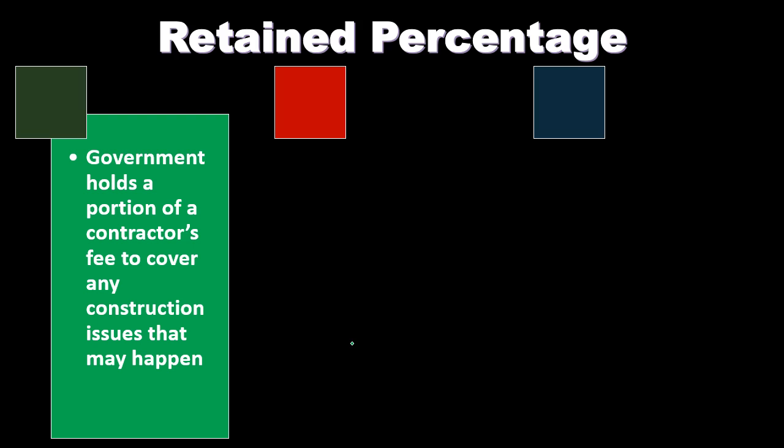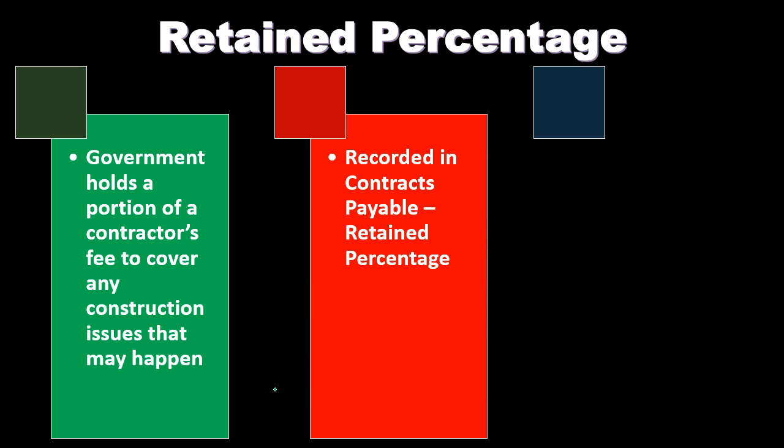However, we don't pay them all of it. We're going to hold on to some of it, even the part that they have completed, because we want to have a retained percentage. And the retained percentage is then going to be recorded in contracts payable retained percentage. So in other words, if we think about this process, the first thing that's going to happen is we're going to have an agreement or a contract with the contractor in order to build a building or something like that, a long-term type of project.